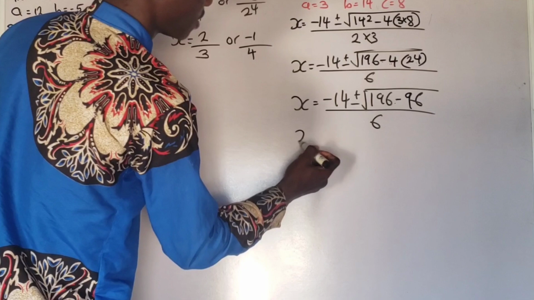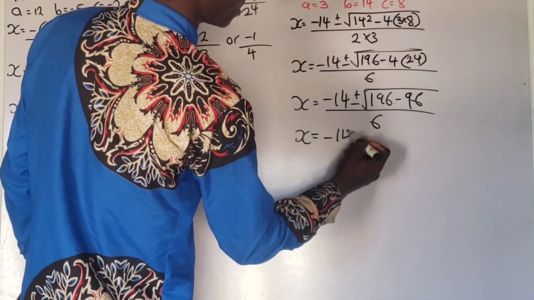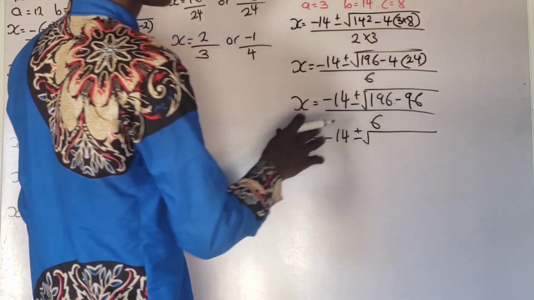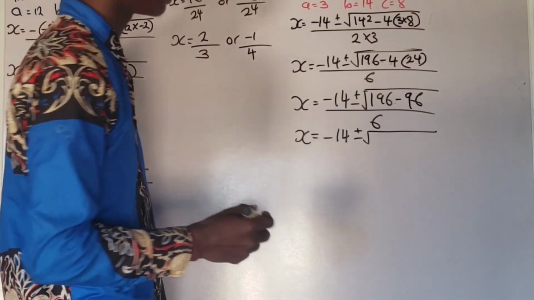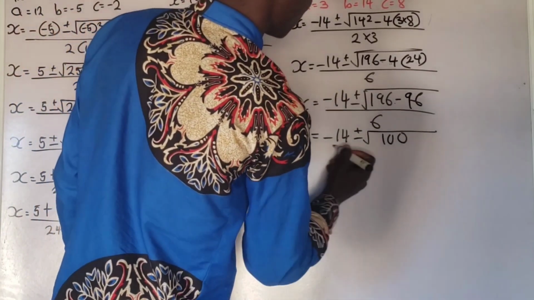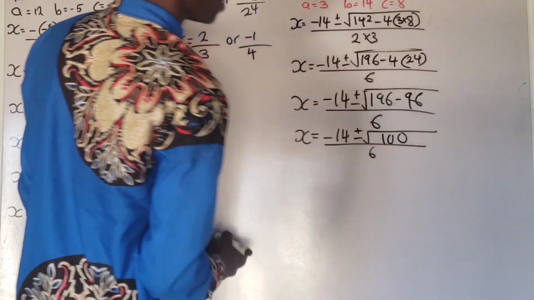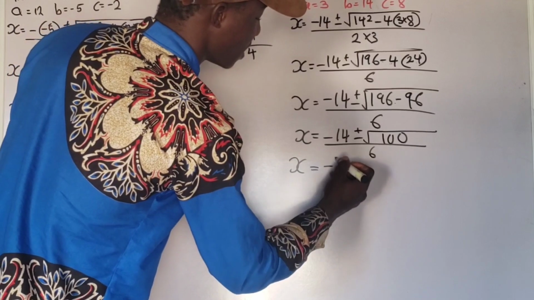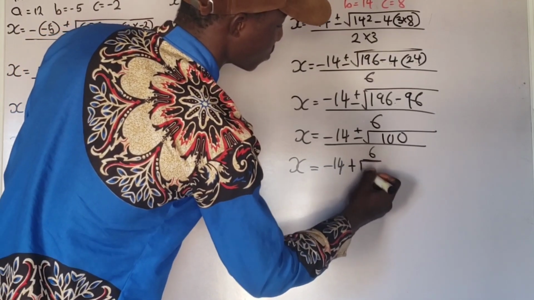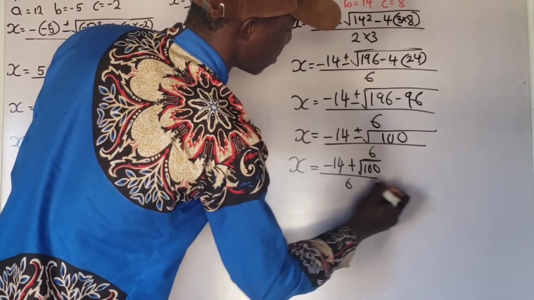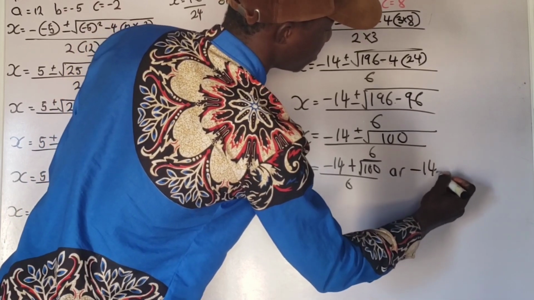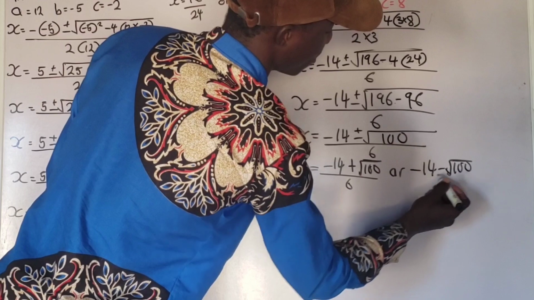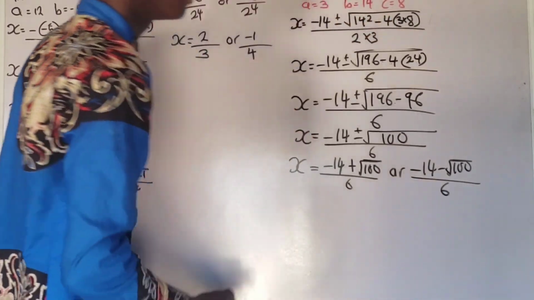Now, from this point, we're going to have x equals minus 14 plus or minus square root of 196 minus 96. That is 100. So I'm going to have 100 all over 6. Now, here I'm going to separate the signs. I'm going to have x equals negative 14 plus square root of 100 all over 6, or negative 14 minus square root of 100 all over 6.